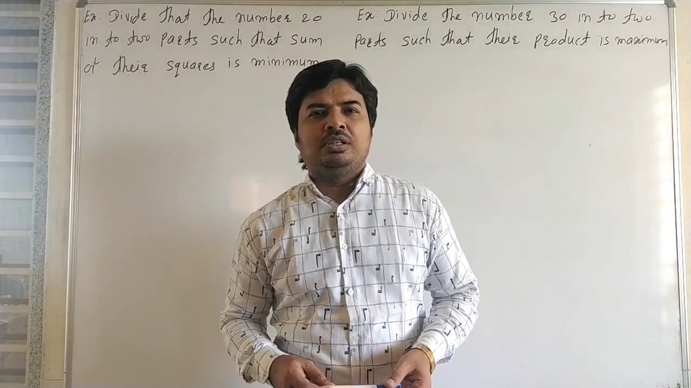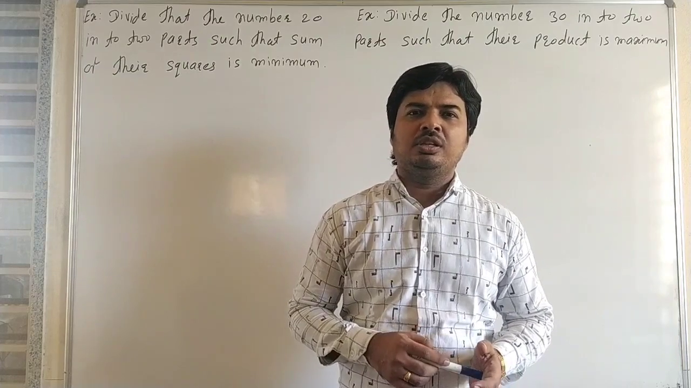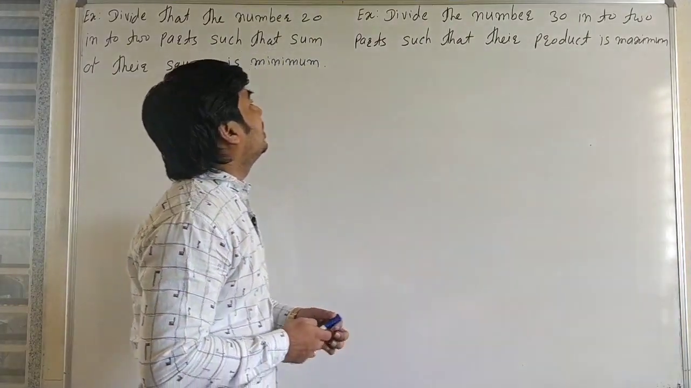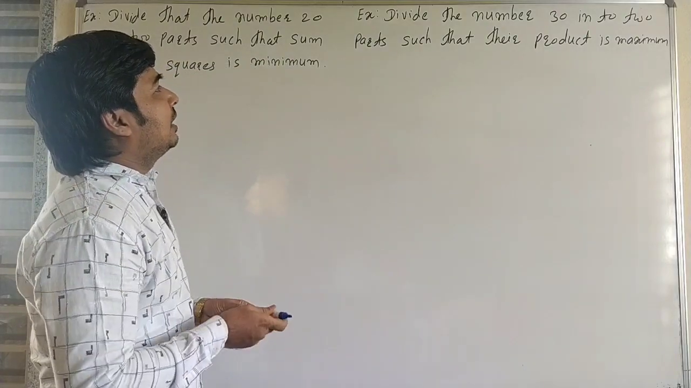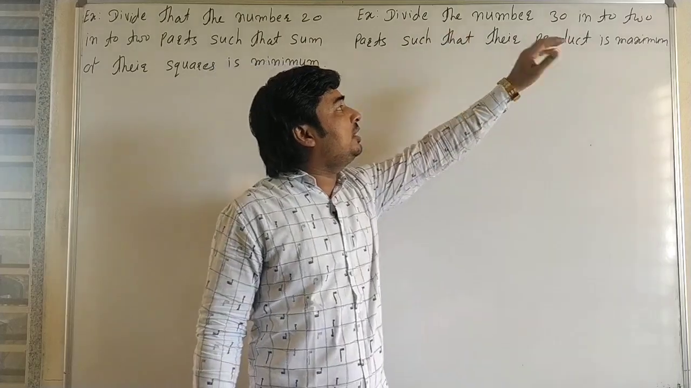In the last lecture, we saw the second derivative test of maxima and minima. In this lecture, we see some applied examples on maxima and minima. Here is the example: divide the number 30 into two parts such that their product is maximum.